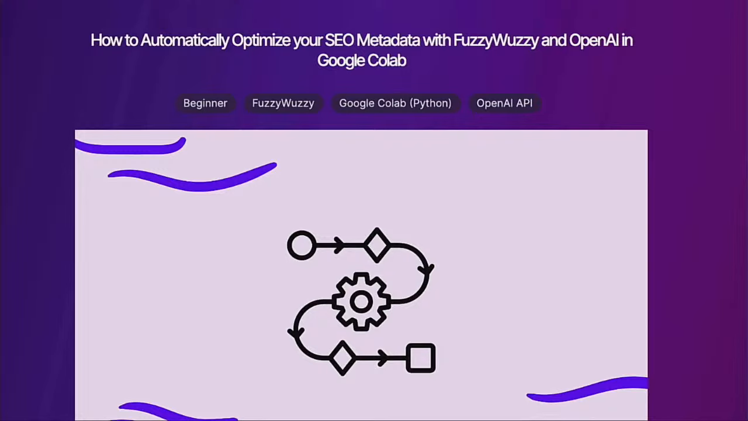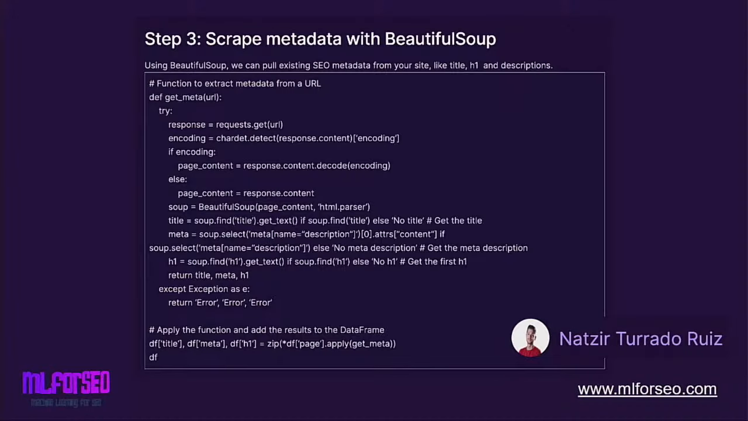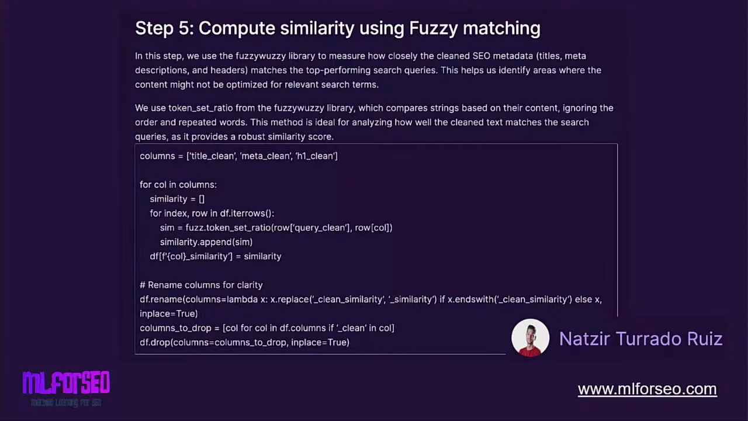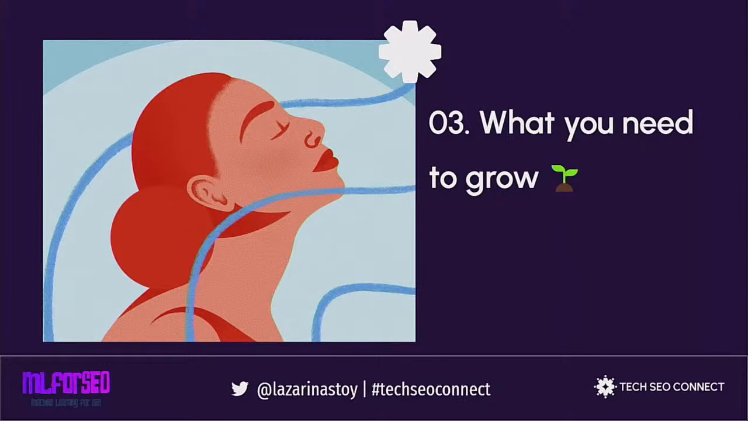Another good use case is to write titles using fuzzy matching as well. You take your queries from Search Console, you scrape the titles and the headings and all of the other stuff. You essentially combine the queries with the titles, and you generate new titles using OpenAI that contain partially some of these queries to make them more user-friendly.